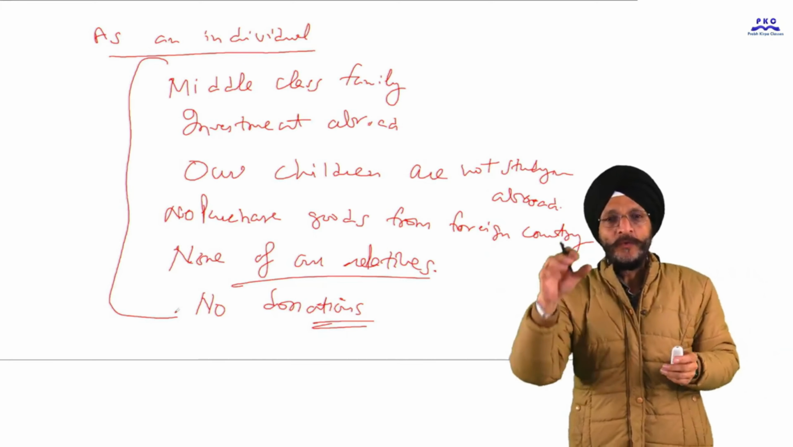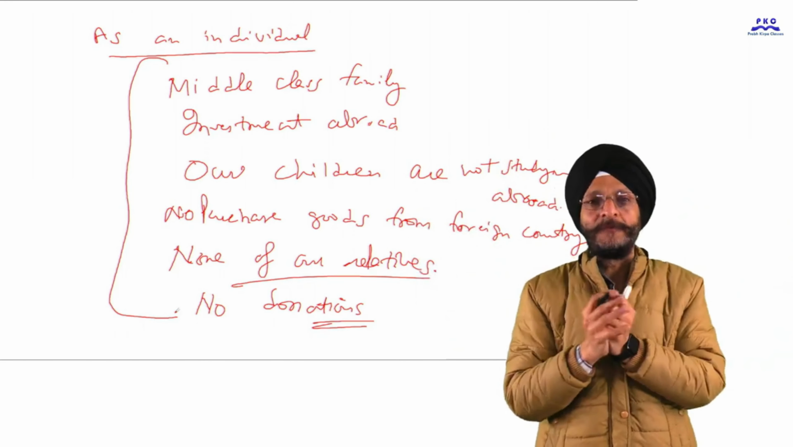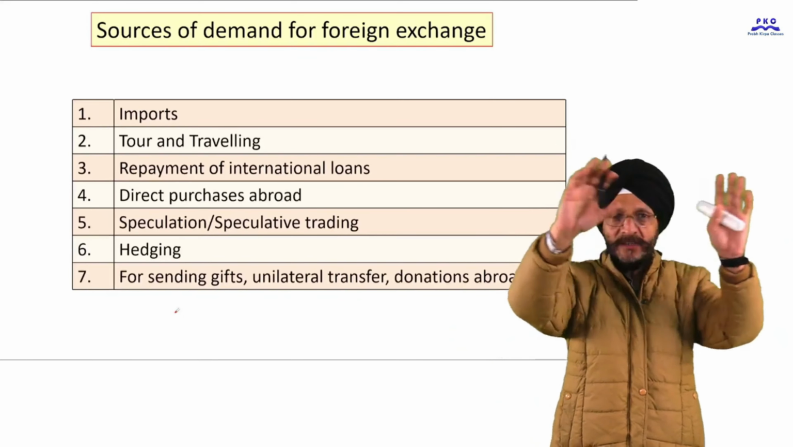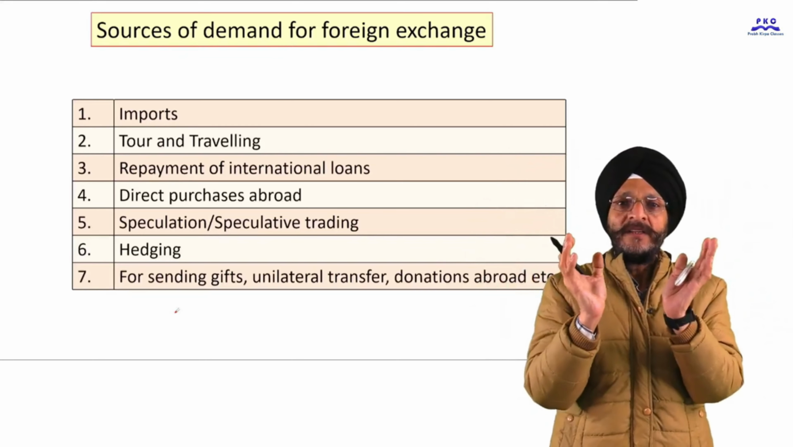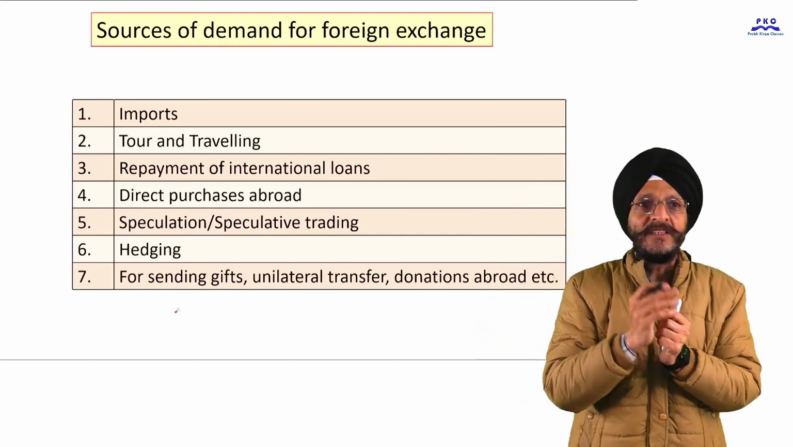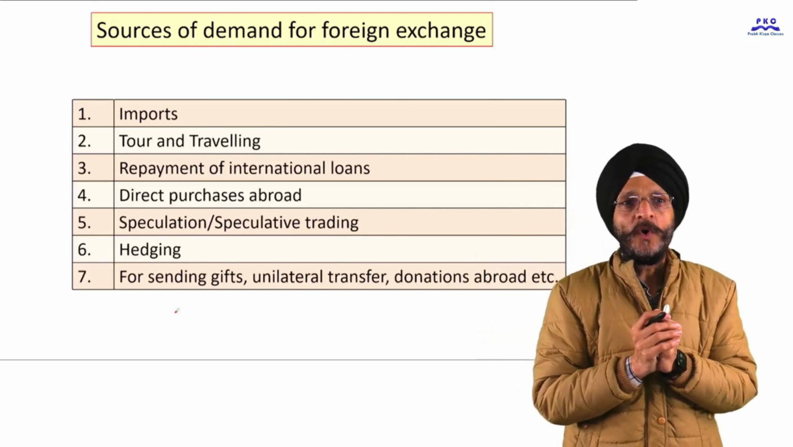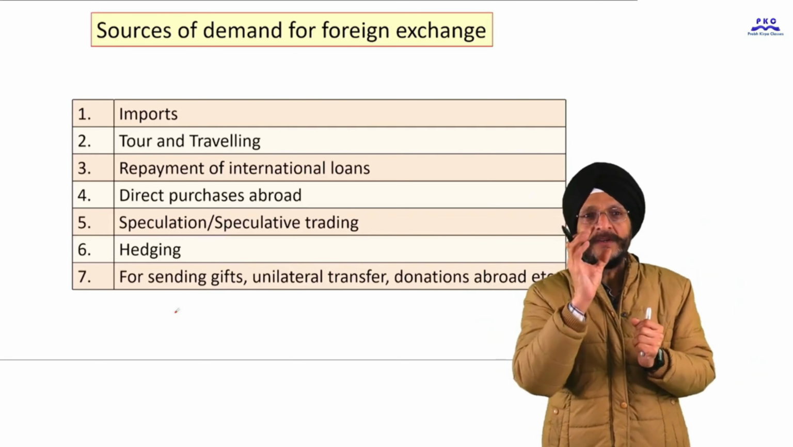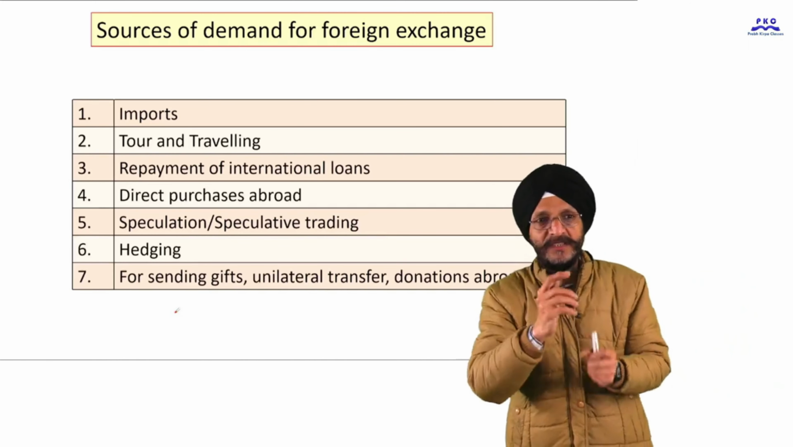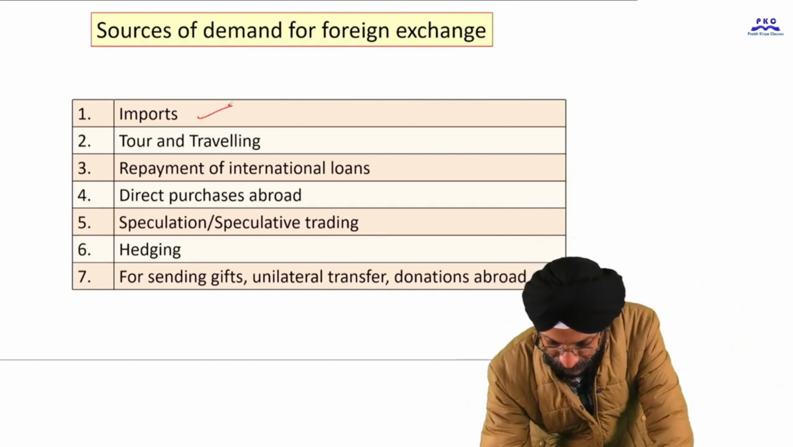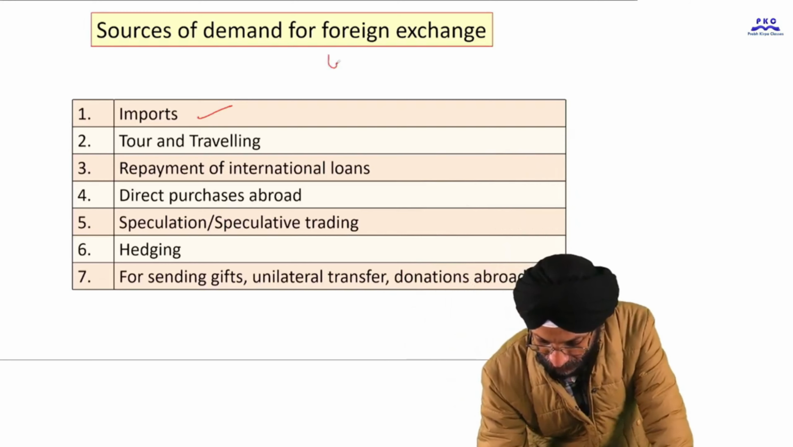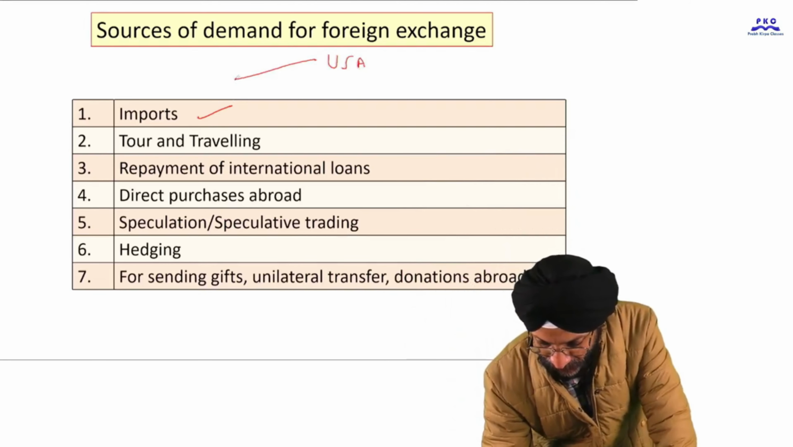But here we are talking as a nation, not at the individual level. So when we are talking about the concept of demand for foreign exchange as a nation, there are many sources of demand for foreign exchange, or reasons why we demand foreign exchange. The first reason is imports. When we import, suppose from the USA, we are importing goods.